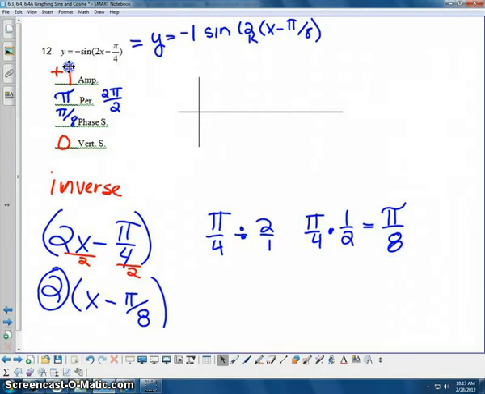And then I rewrote it with everything factored out. So what's in the parentheses is my phase shift. That minus pi over 8 is my phase shift. And what's outside the parentheses, or what's multiplied by it, is my k, which has to do with my period. So usually a negative sine curve will do this.